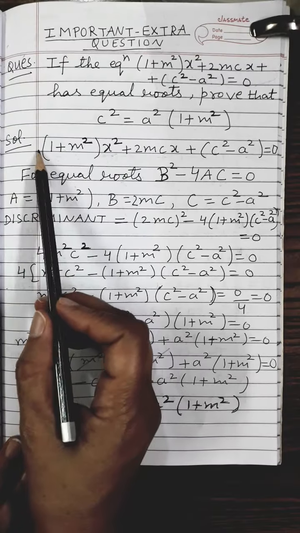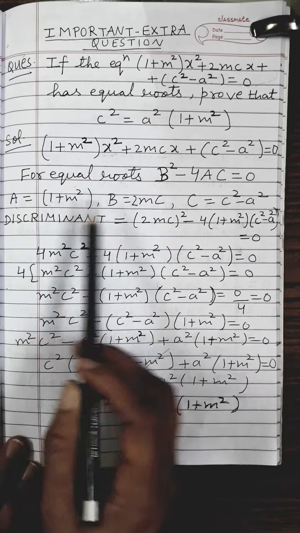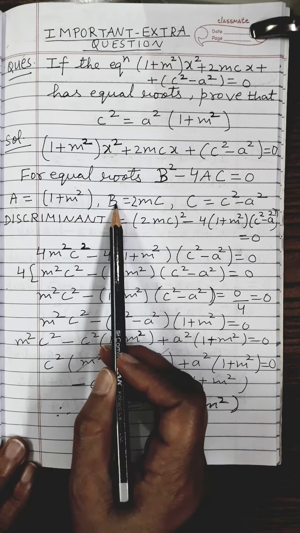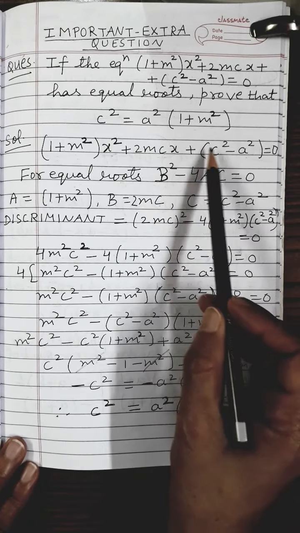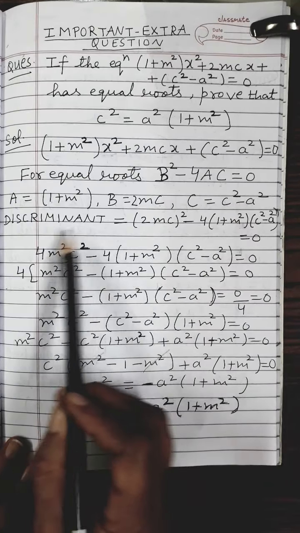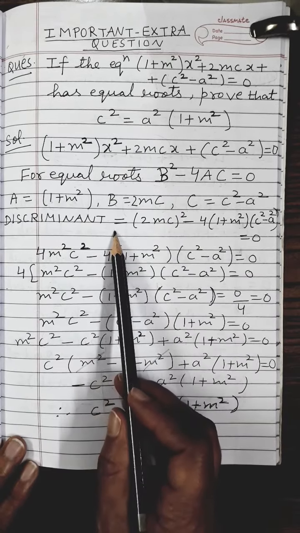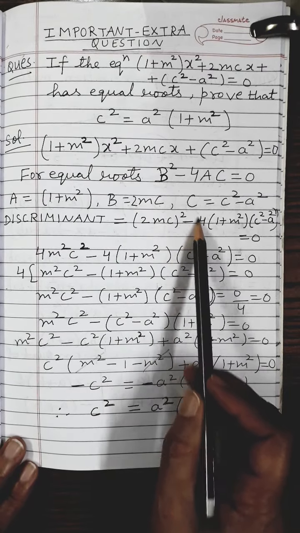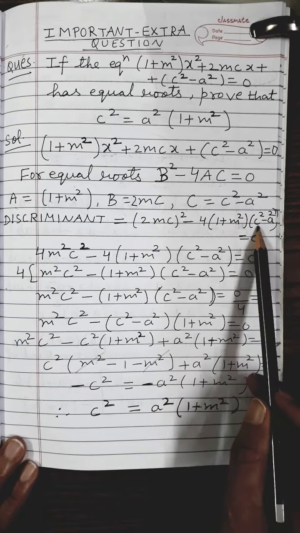What next now? I will pick up the values of capital A, B, C from this quadratic equation. What is A? Coefficient of x², which is 1 + m². What is the value of B? Coefficient of x, which is 2mc. What is capital C? The constant term, which is c² − a², right? So put the values of A, B, C in this discriminant B² − 4AC. Your discriminant will become (2mc)² − 4(1 + m²)(c² − a²) = 0.